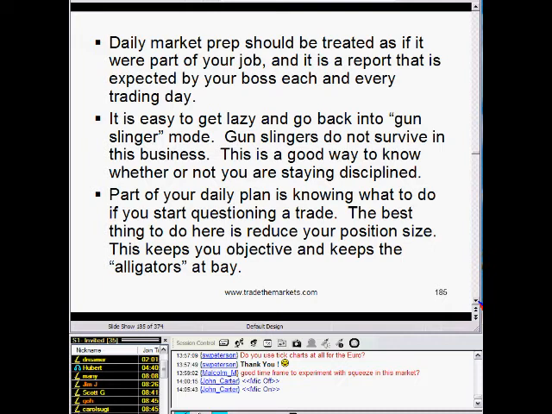Daily market prep is probably the least exciting part of trading. But if you want to be a full-time trader and do this as a job, the daily market prep is what's going to keep you in trading for the long haul. This should be treated as if it was part of a job. Just pretend that you've got a report that you've got to turn in to your boss every single day. It's very easy in trading to get lazy, especially if you've had a good week or a good trading day, and you just go back into gunslinger mode. The bottom line is that gunslingers do not survive in this business. Period, end.